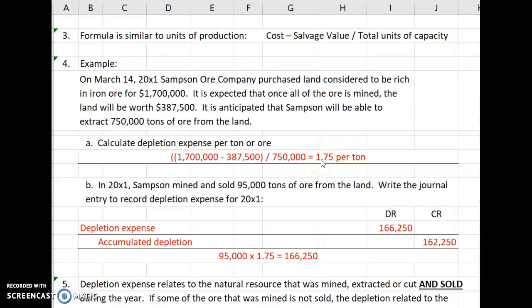Our depletion cost per ton of ore is $1.75. Sampson mined and sold 95,000 tons of the ore in 20X1, so depletion expense is $166,250, calculated as 95,000 tons times $1.75 per ton. Debit depletion expense, $166,250, credit accumulated depletion, $166,250.